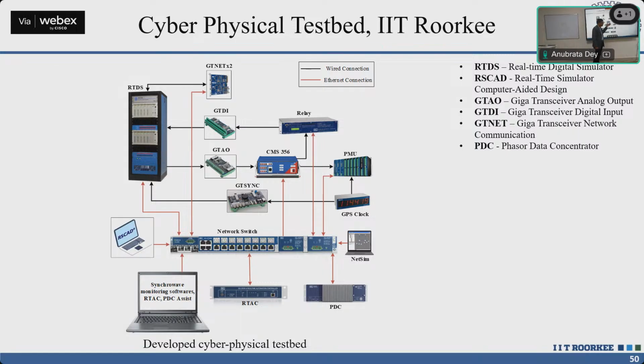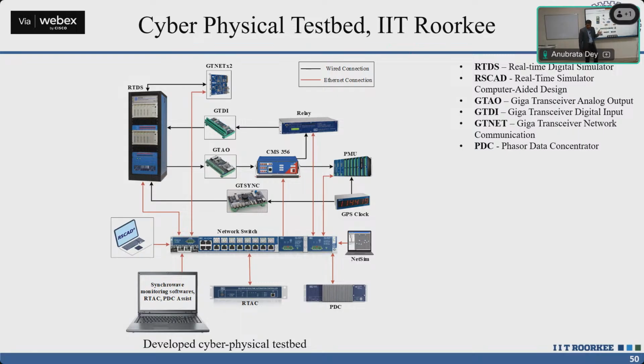We have an Omicron-based amplifier available. So we use that, and whatever the output, you give it to the PMU, and from that PMU you can transfer the data to the PDC again through the network switch. So that is another way, if you have a physical PMU in your lab. One is a software PMU, another is a physical device, a physical PMU.